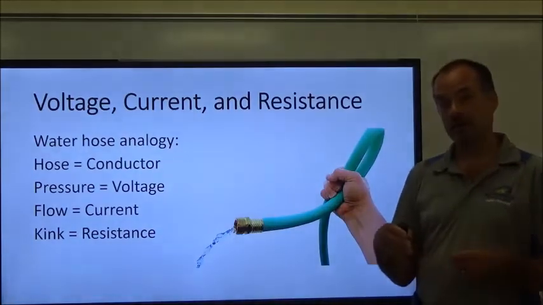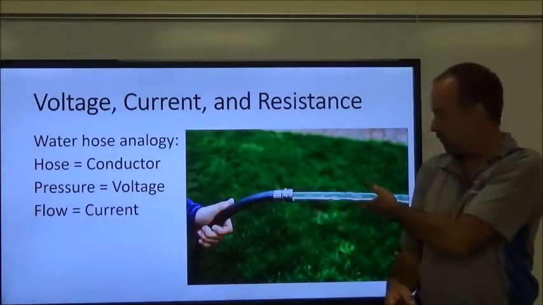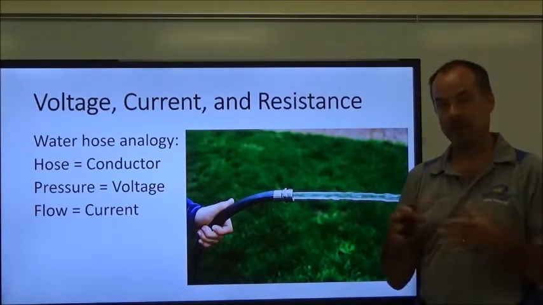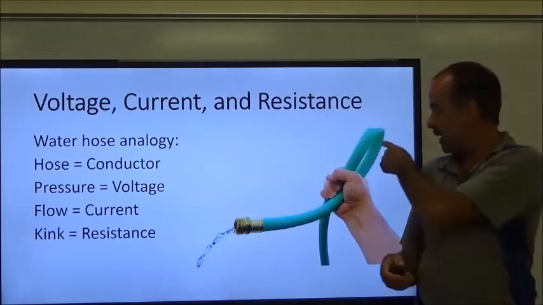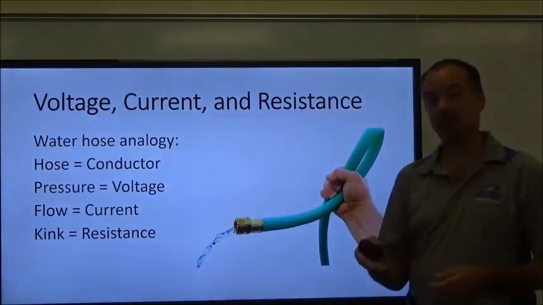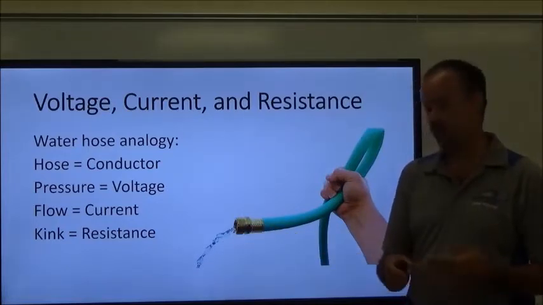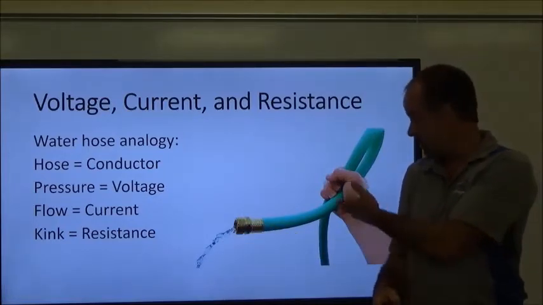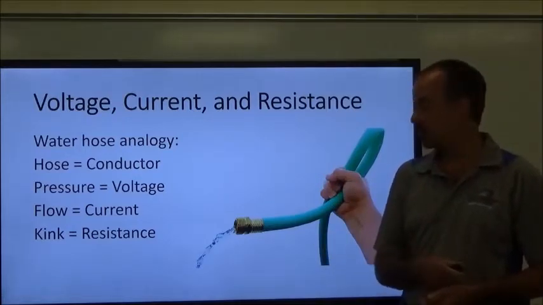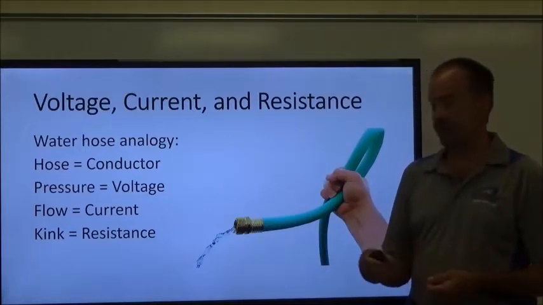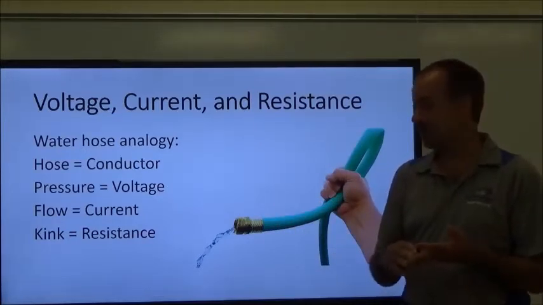And then if I put a kink in the hose right here, if you notice back here, I had full flow through the water hose, so that's like unrestricted flow of the water. If I put a kink in it, that's like adding resistance to the circuit, and it drops my flow down. It restricts the flow, so the pressure is still there, but it's limiting the amount of flow through that conductor. So that's just a quick visual relationship between voltage, current, and resistance.